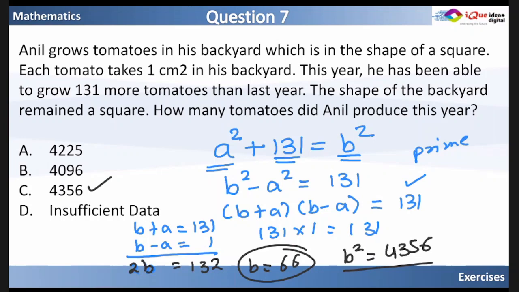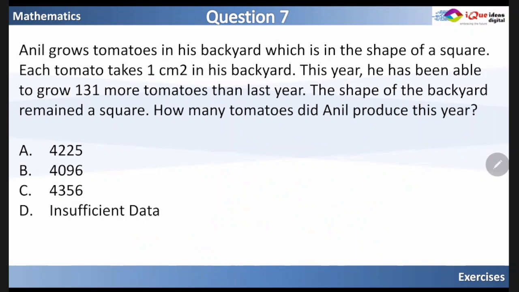Okay, but supposing it does not strike that 131 is a prime number. Other way of doing it, I know that the answer is a perfect square, so I will find the square root of the options. So 4225 is technically 65 square. 4096 is 64 square. 4356 is 66 square. I hope you know how to find out the square root of numbers, the quick method of finding out square root of numbers.